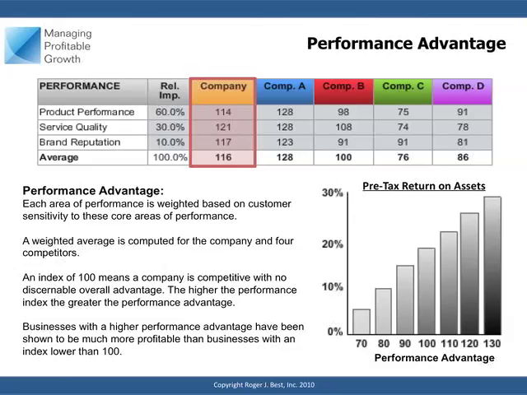While this is an attractive index, competitor A has an overall index of 128. Competitor C has the lowest overall performance index and is 24% below their competitor average. While all these measurements and weighted averages may feel like overanalysis, the reality is that businesses with a performance advantage have been consistently shown to produce a greater level of profitability.